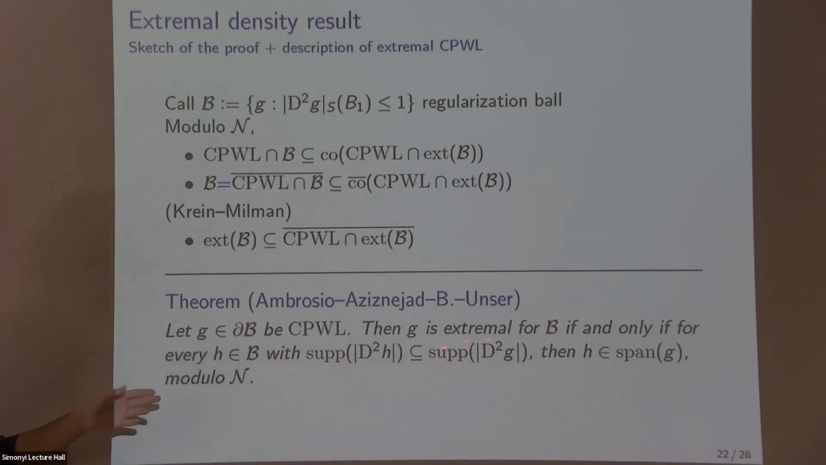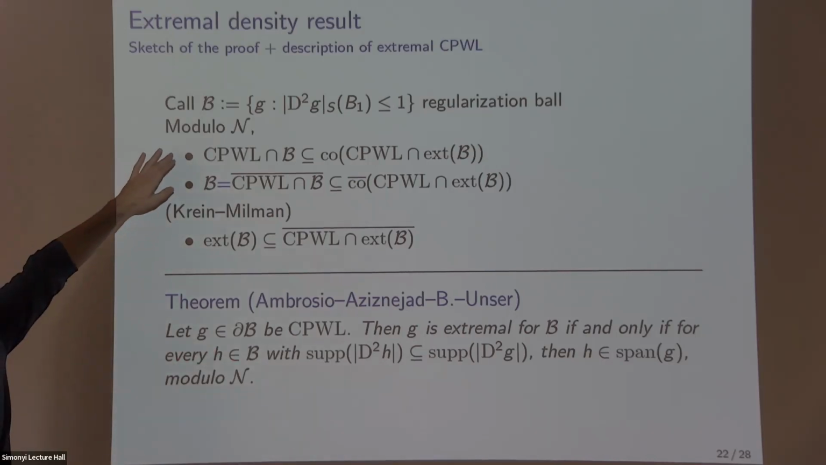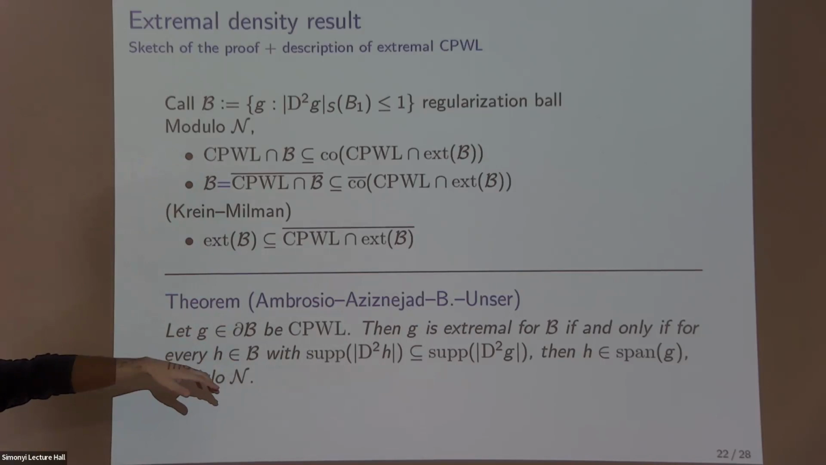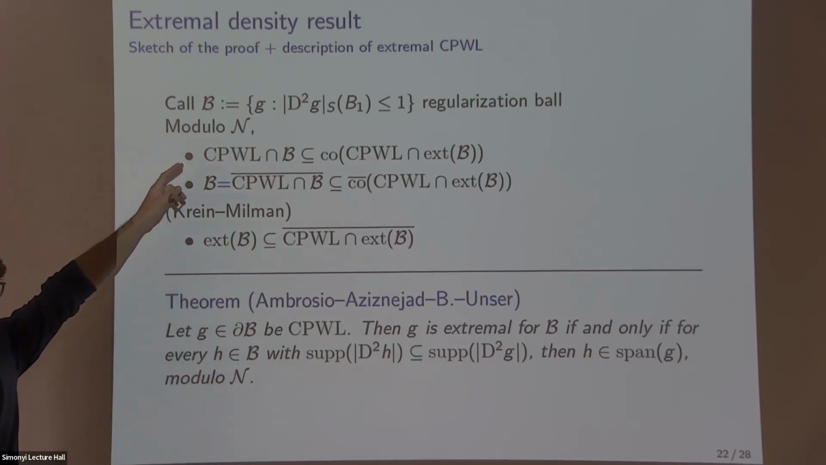So G is extremal if and only if for any other function H such that its second order total variation has support contained in the one of G, then H is a multiple of your starting function. So in other words, this says that the CPWL extremal functions are the ones whose second order total variation is minimally supported. So you cannot find a non-trivial one with support included in it. Actually, this does not give the first point, but the argument used to prove this, just to answer Federico, is the one used also to prove this. It's a kind of perturbative argument.